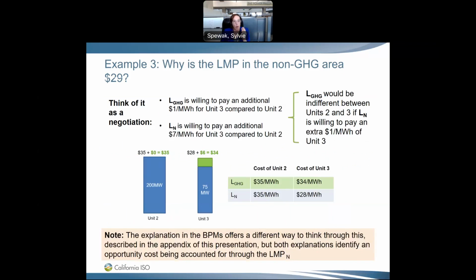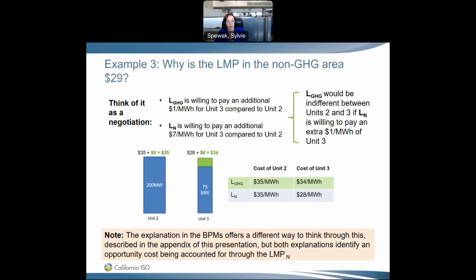So why is the LMP in the non-GHG area $29? Well, if we consider these two resources from the perspective of the GHG area, Unit 2 costs $35 and Unit 3 costs $34 per megawatt hour. If we consider these two resources from the perspective of the non-GHG area, Unit 2 costs $35 per megawatt hour, and Unit 3 costs $28 per megawatt hour.